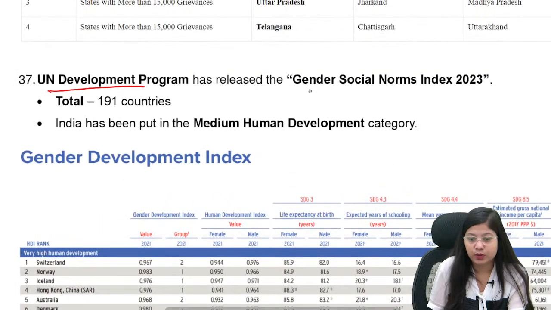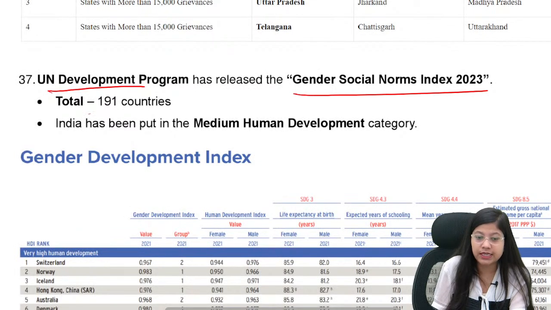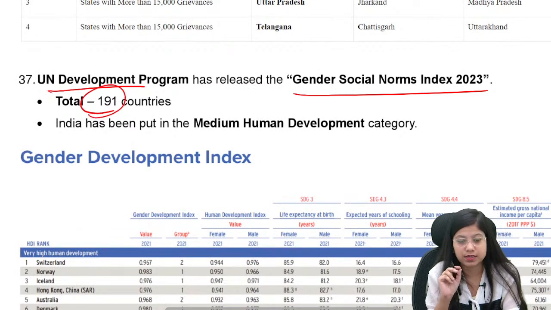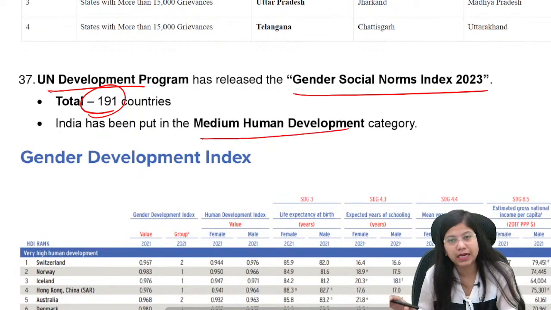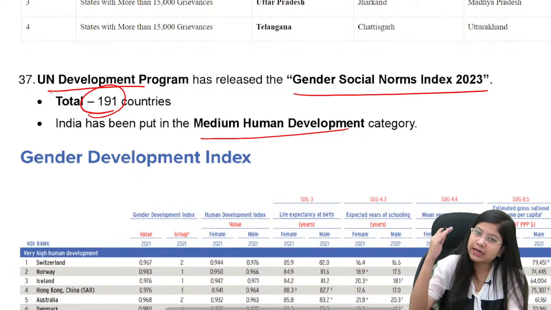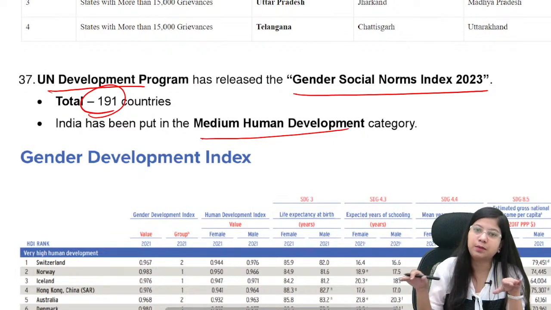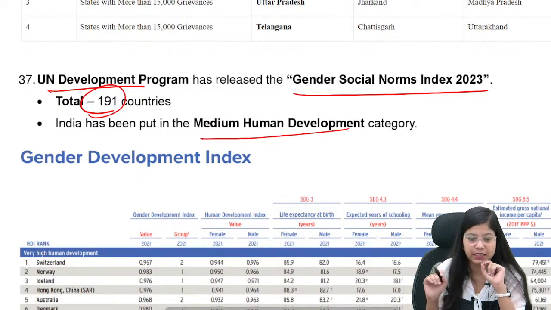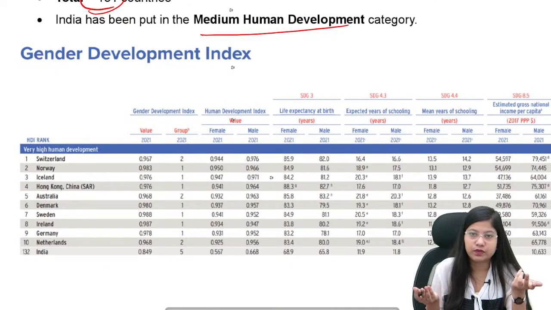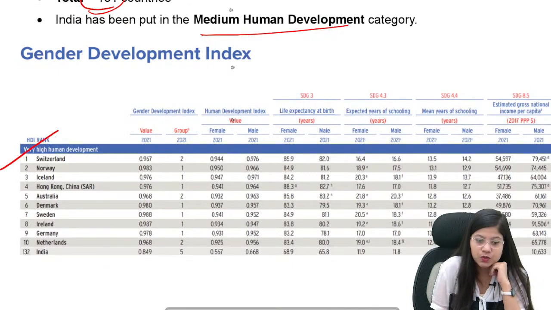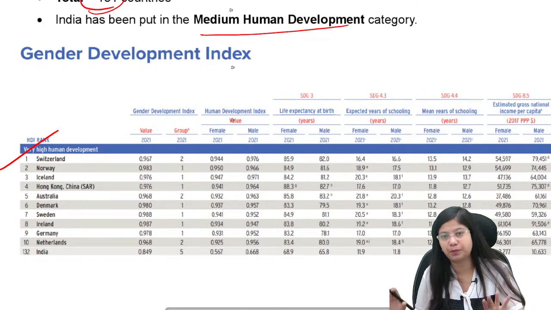UN Development Programme has released the Gender Social Norms Index 2023. How many countries were there? 191 countries. Okay. India has been put in the medium human development category. So India is at the middle position, neither too high nor too low. It is in the medium human development category. Now who is at the top? It is again one of the European countries, which is Switzerland. Switzerland has the top position in the gender development index.